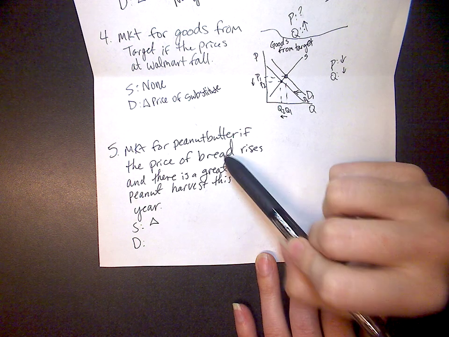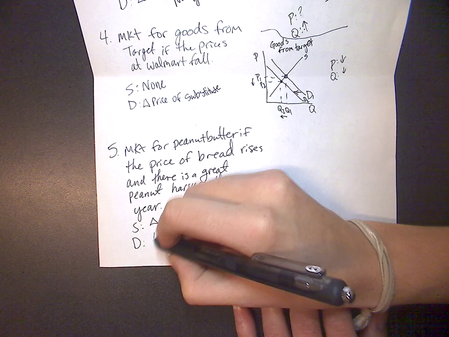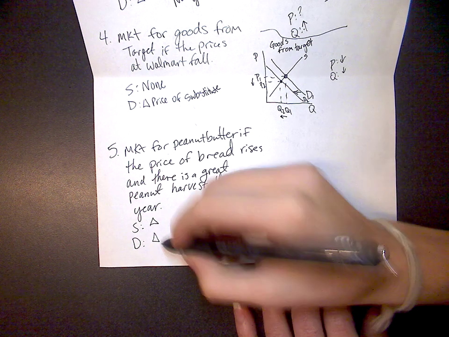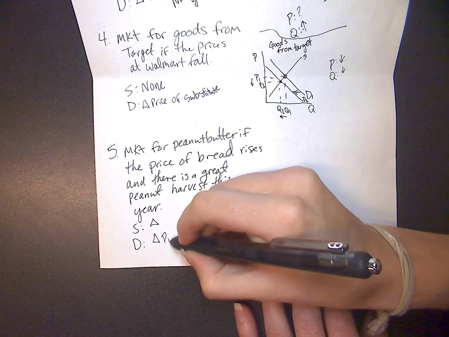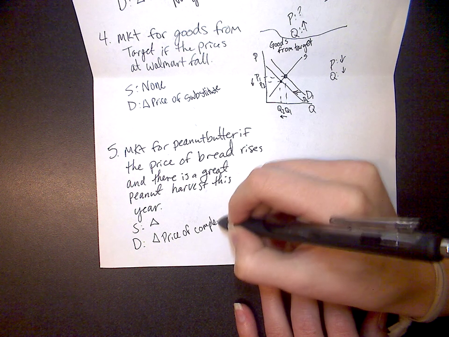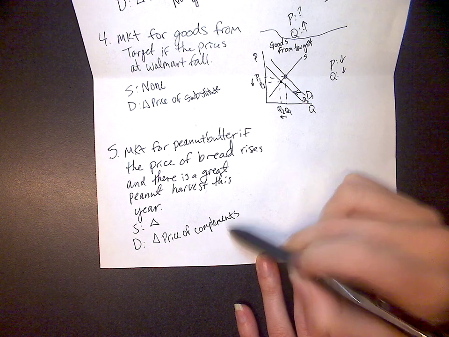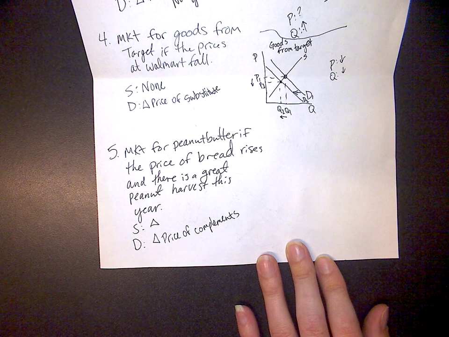Price of bread rises. When you think about how peanut butter and bread are related, they are complements. They're goods that go together. So that's a demand shift, or change in price of complements. You could have written change in price of related good, complement, but make sure complement is in there because it didn't tell us how they are related, so you have to write the assumption.